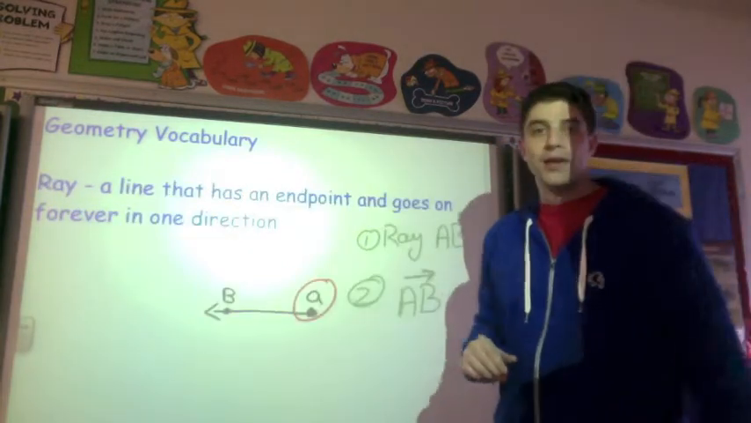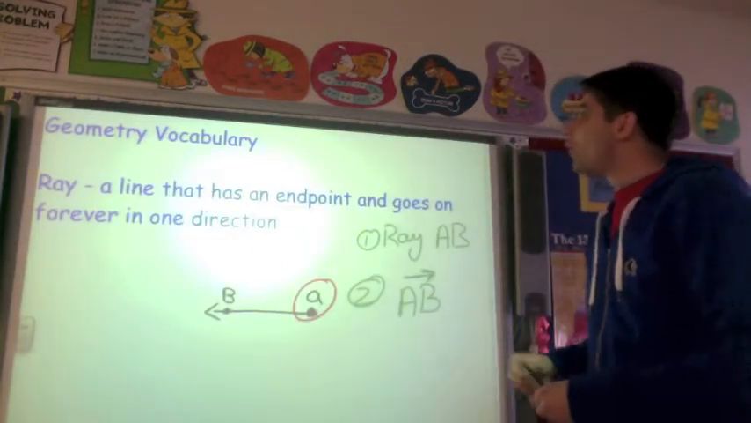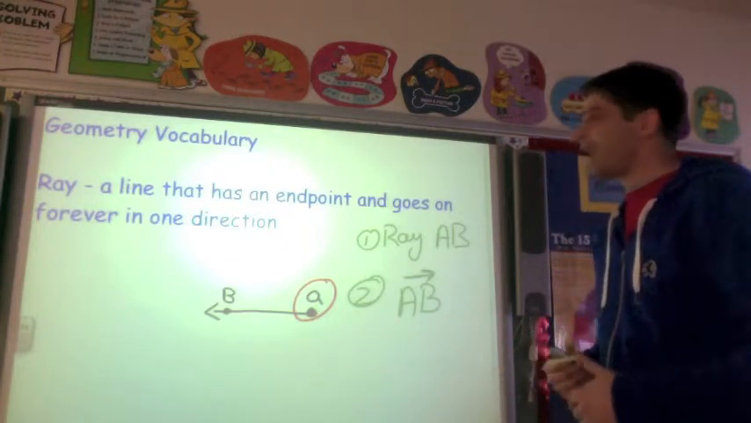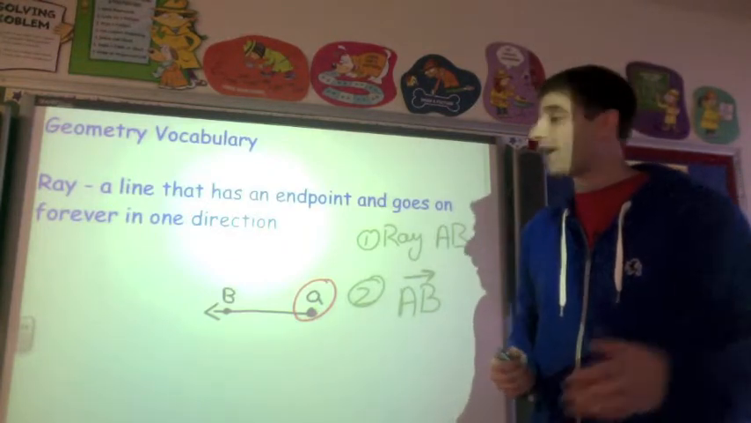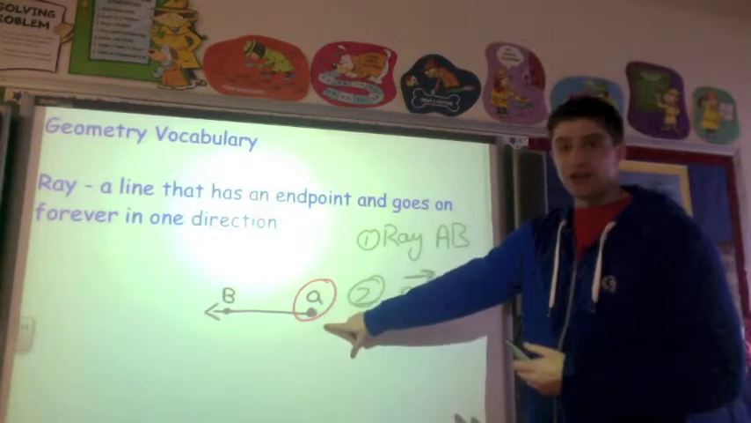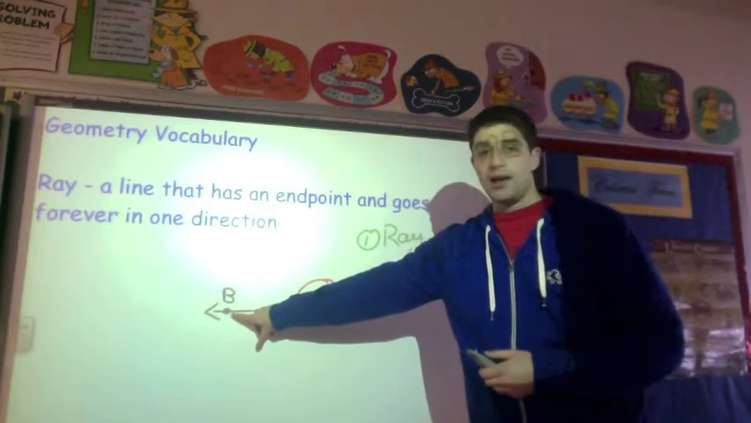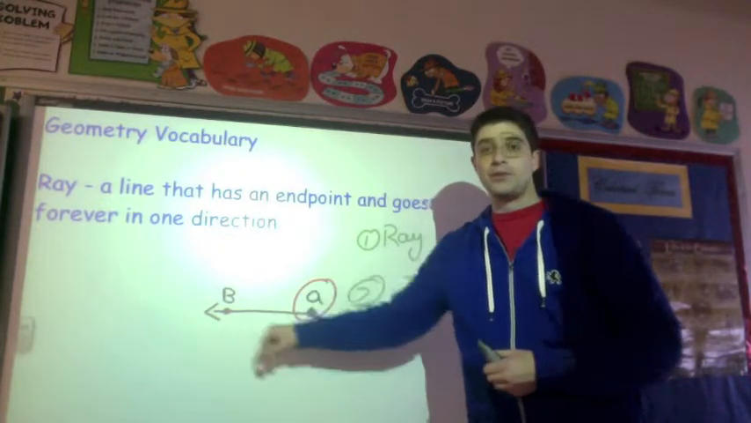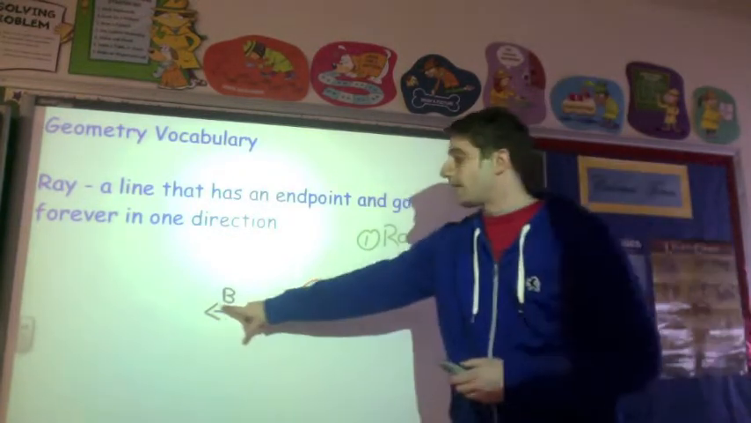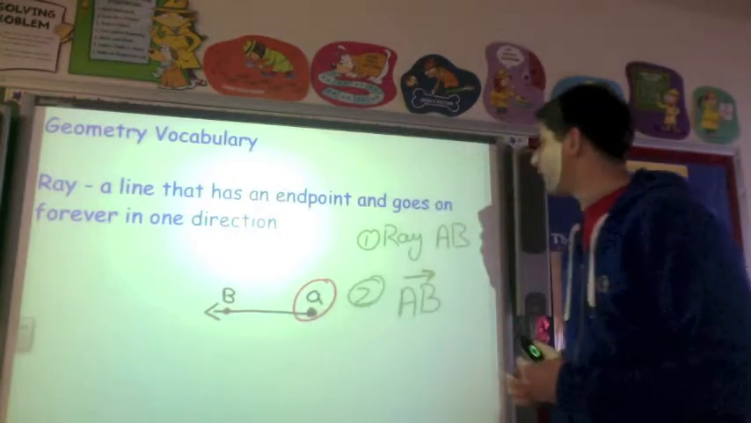The next word is ray. A ray is a line that has an endpoint and it goes on forever in one direction. You can see here I've circled my endpoint, and here's my ray. It keeps on going. Notice a ray only has that one arrow.